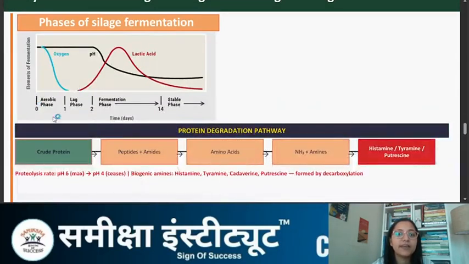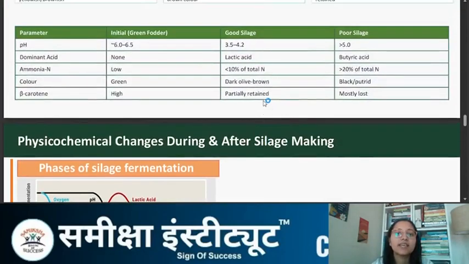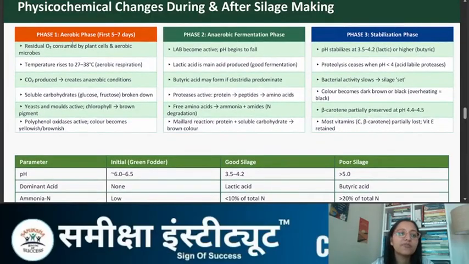So these are the basic stages: the initial aerobic phase, a lag phase for a short time, then the fermentation, and then the stable phase. What happens during the aerobic phase? The residual oxygen is consumed by plant cells and aerobic microbes. Temperature rises to 27 to 38 degrees Celsius because of aerobic respiration. Carbon dioxide is produced, which creates anaerobic conditions. Soluble carbohydrates, glucose and fructose, are broken down. Yeasts and molds are very active. Chlorophyll is converted into brown pigments, pheophytin. Polyphenol oxidases are active and the color becomes yellowish or brownish.